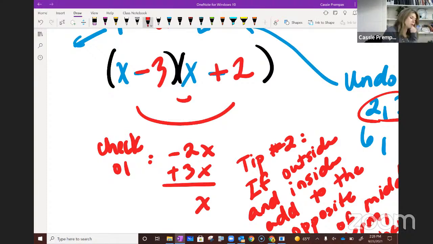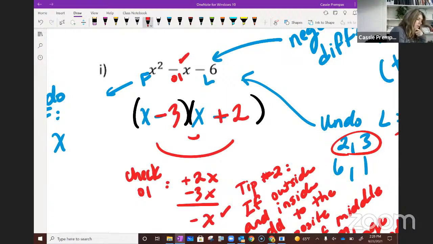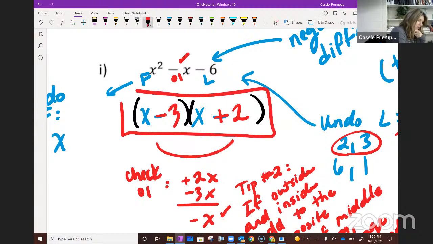Now I check, does it work? So when I check it, I'll have x times 2 is a positive 2x, negative 3 times x is a negative 3x. 2x plus negative 3x is negative x, which is what I want. And so once it works, once the OI step works, you box it because you know that that's the factored form.